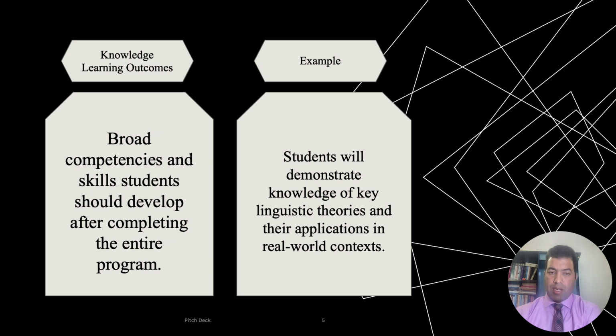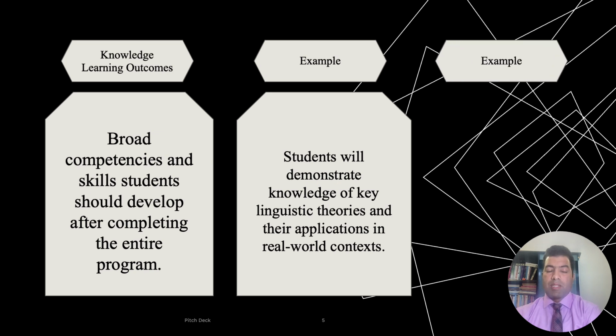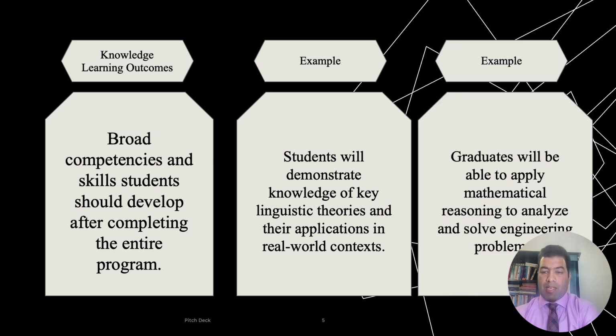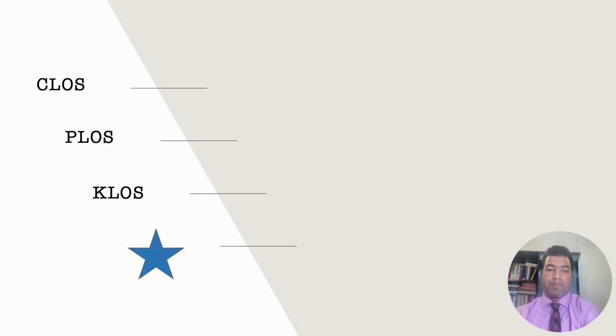The example of the knowledge is: the student will demonstrate knowledge of key linguistic theories and their application in real world context. So the student at the end of the BS course should have such knowledge that he can represent. The example from the engineering field: the graduate will be able to apply mathematical reasoning to analyze and solve engineering problems. So the student must have that kind of knowledge, and he should represent it at a certain level at this stage.